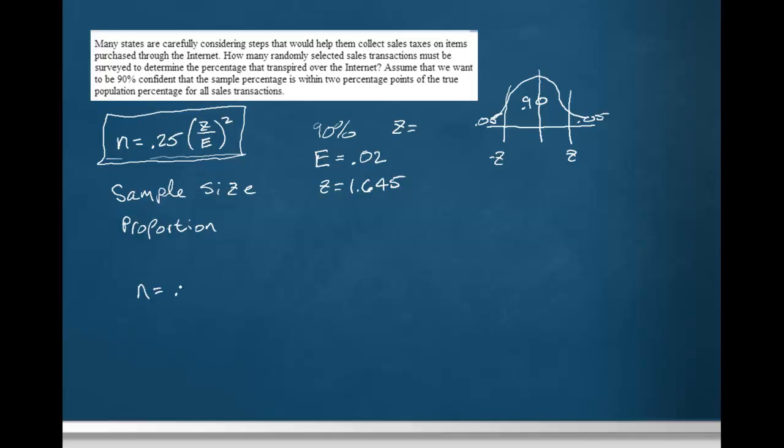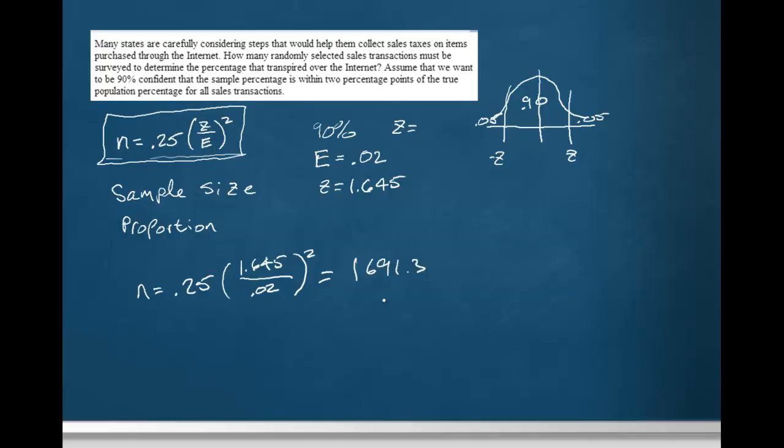So now we will just carry out this calculation. N equals 0.25 times 1.645 divided by 0.02, and then that quantity squared. And when we do that, we're going to wind up with 1691.3 if we go to 1 decimal place.